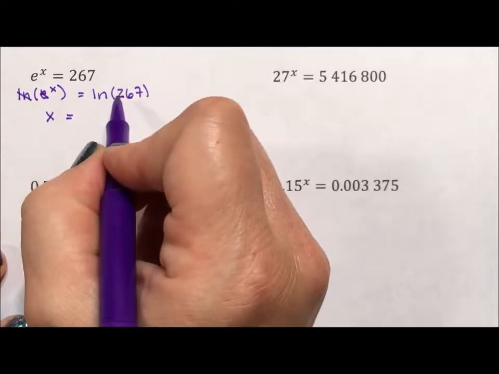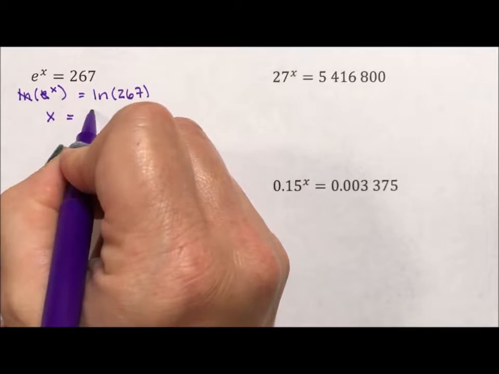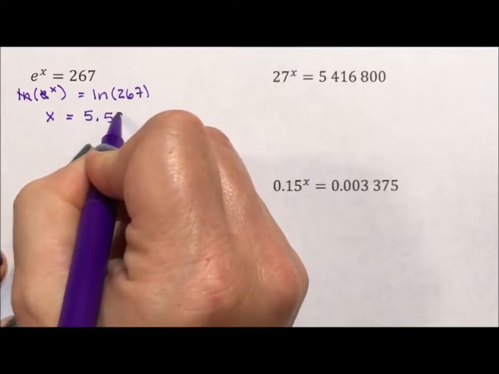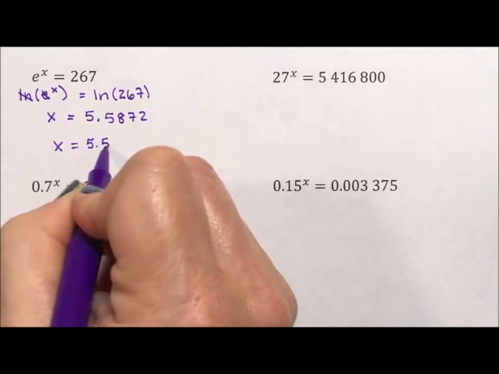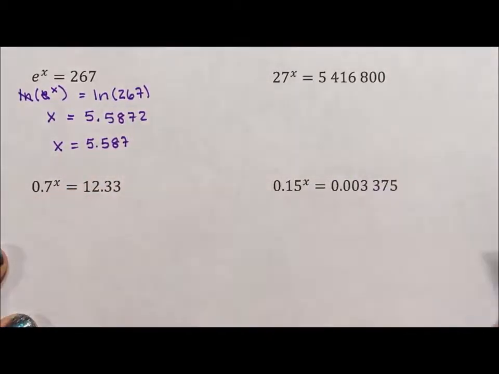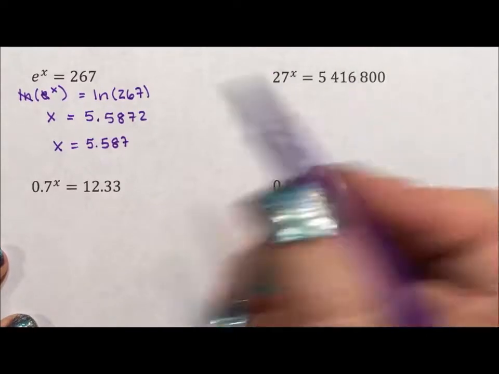And the natural log of 267, if we put that in a calculator, we get 5.5872, which rounds to 5.587 because that 2 is less than 5, and so we just truncate it.